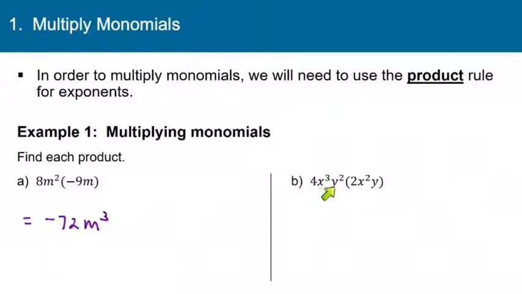Let's try that same approach here on part B. We have 4x to the third times y squared times 2 times x squared times y. So we'll multiply the coefficients together. 4 times 2 is 8. Then we'll multiply the x's together. And to do that, we add the exponents. So x to the third times x to the second gives us x to the fifth, and then y to the second times y to the first gives us y to the third. And that is how you multiply monomials.